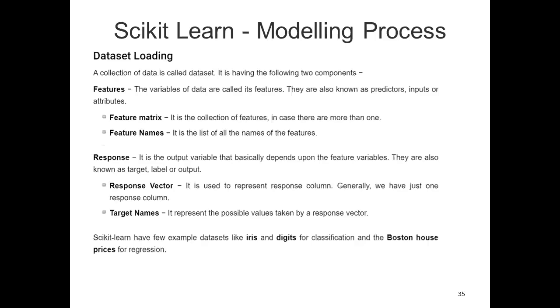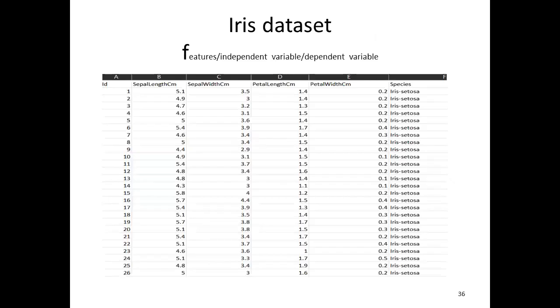Scikit-learn has a few example data sets, like Iris and digits for classification, and house prices for some machine learning algorithms. Let's see what is inside the data set. Here we have ID, sepal length, sepal width, petal width, petal length, and species. These are the features. Except for species, the remaining variables are features, or independent variables, and species is the output variable, or dependent variable.